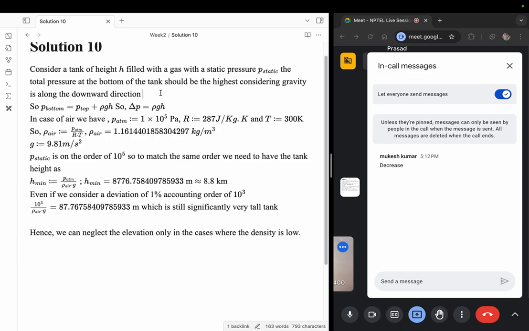You should look in the direction of gravity. Along the direction of gravity, your pressure will keep on increasing. So from top to bottom is the gravity direction, and pressure at the bottom should be higher than pressure at the top. So P bottom is P top plus rho gh.